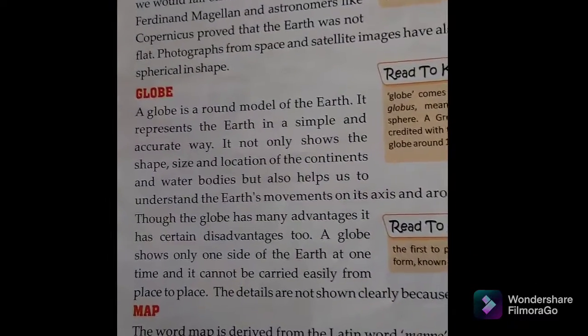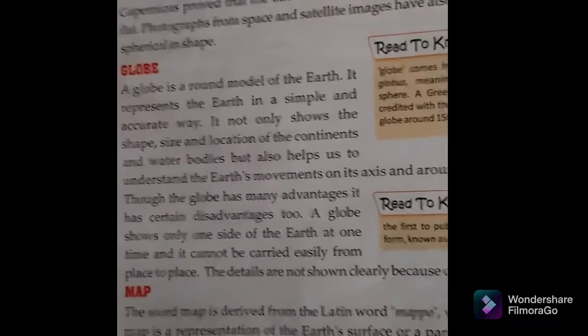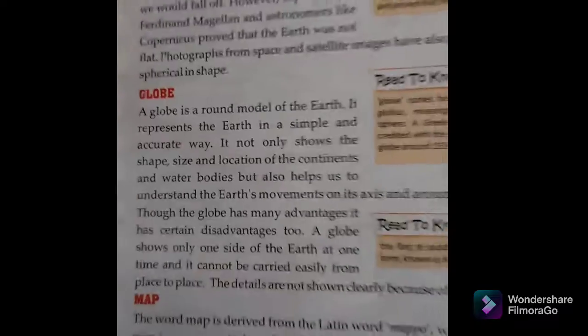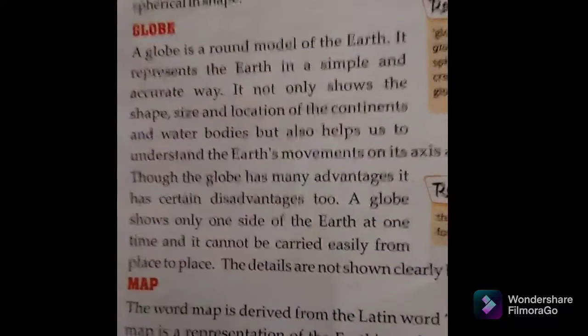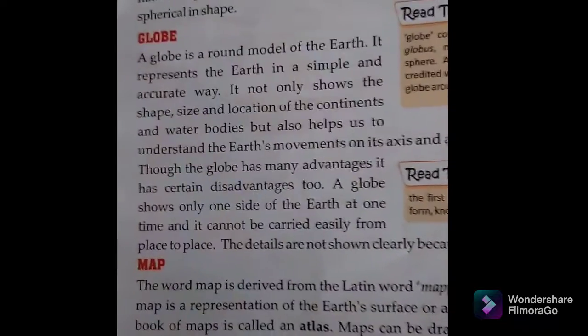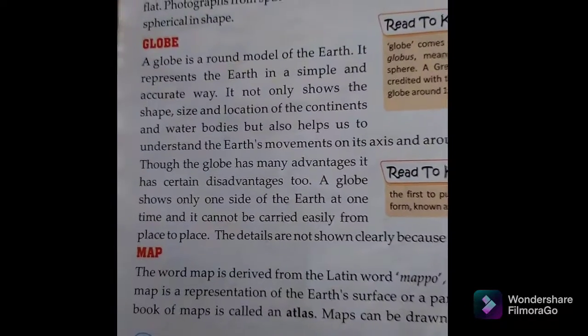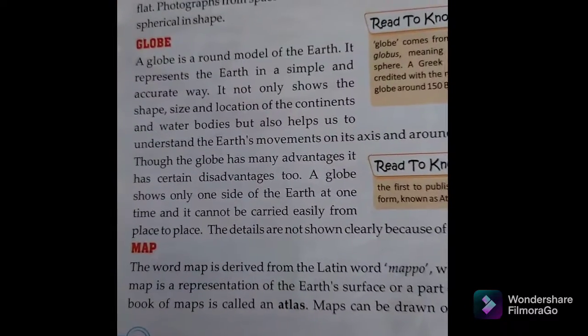Though the globe has many advantages, it has certain disadvantages too. A globe shows only one side of the earth at one time, and it cannot be carried easily from place to place.